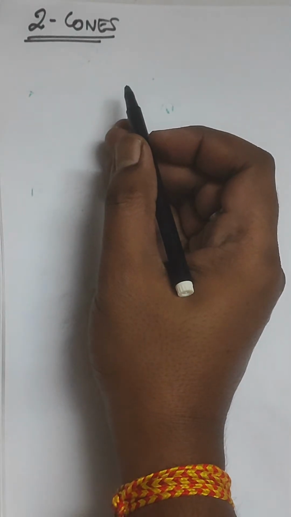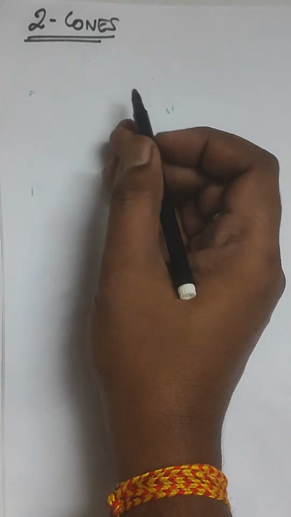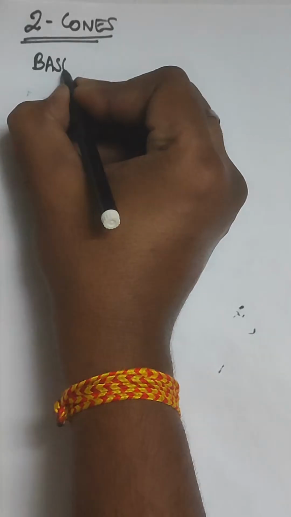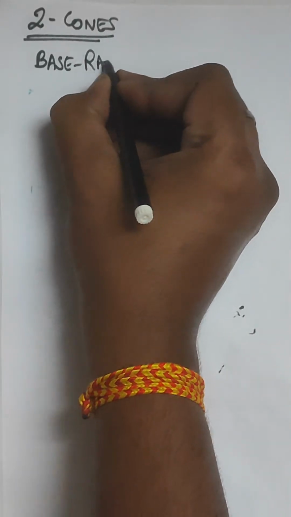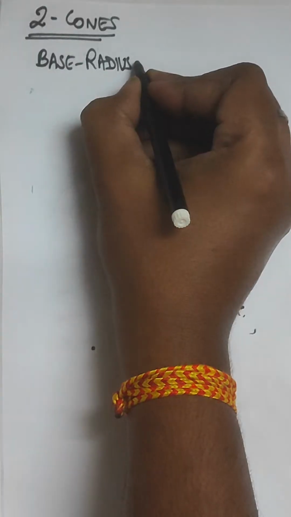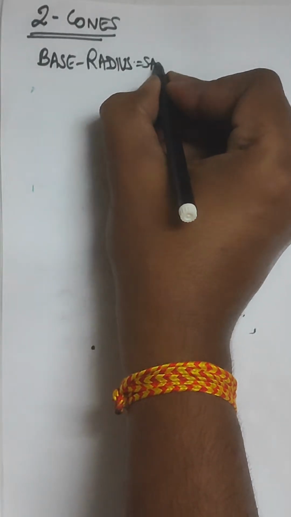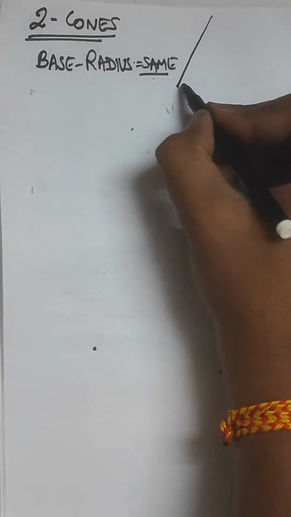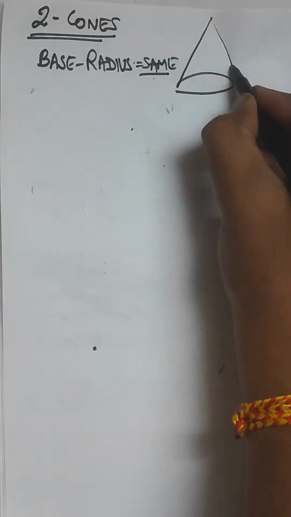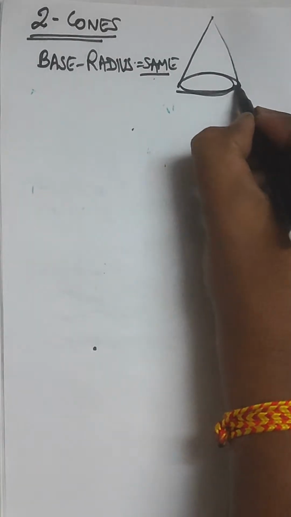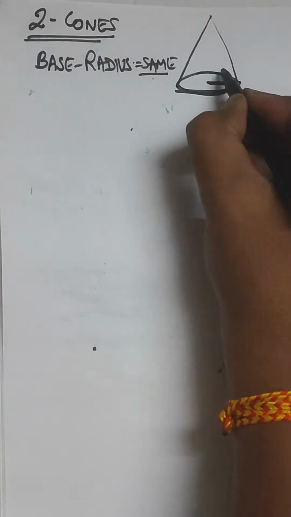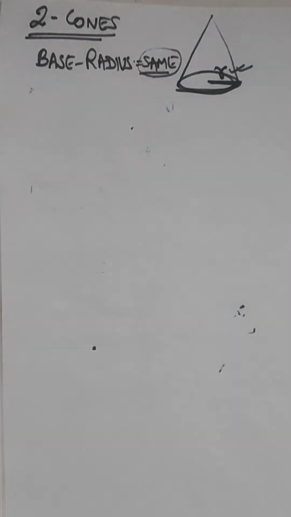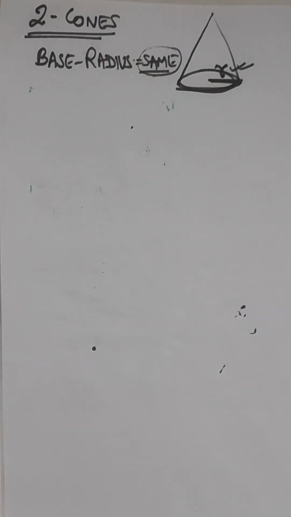So two cones are there, first of all with the same base radius. That means the base radius is the same. If this is a cone, what is the base radius? This is the base, and this is the radius of the base. So this is the same, both the cones have the same base radius. This is given to you.